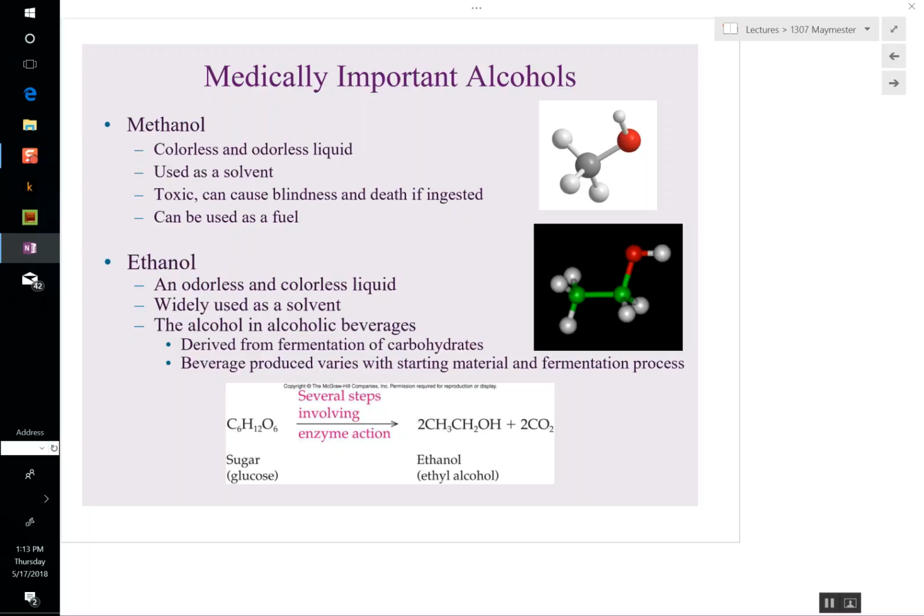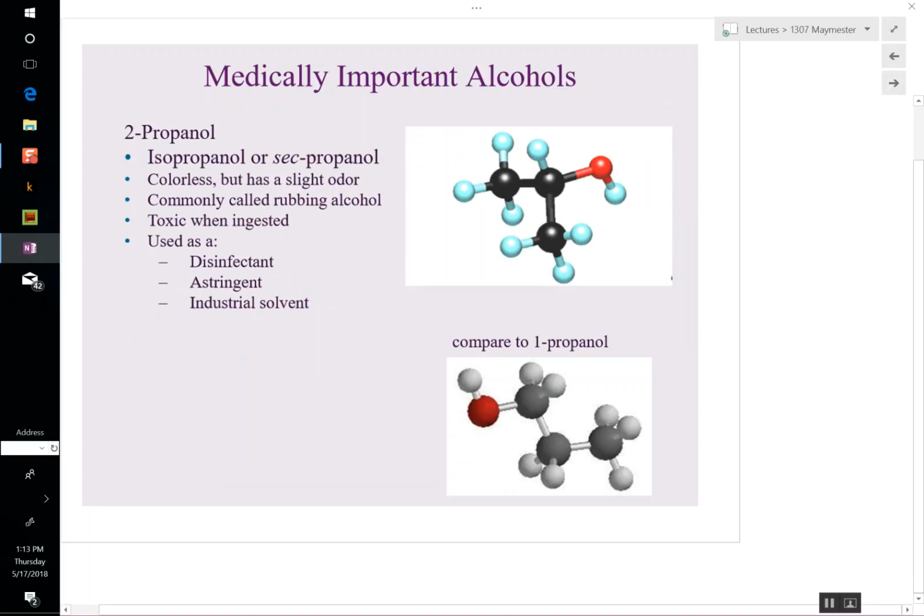Ethanol is the alcohol that's in alcoholic beverages. All right, so alcohol is not a specific term, it's a general class of organic compounds. Alcoholic beverages have the particular alcohol, ethanol. Isopropyl alcohol, or secondary propanol, or 2-propanol is an industrial solvent and a disinfectant.